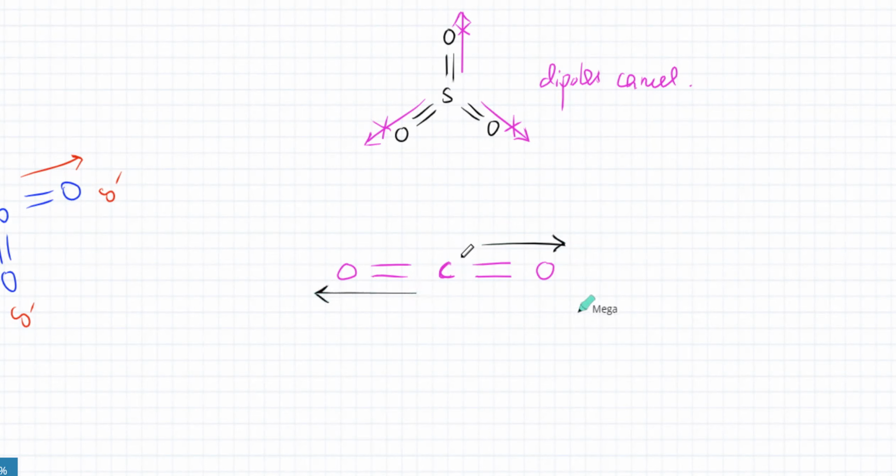Where would the electrons go? Nowhere. They will stay right in the middle. They're not going to go either to the right or to the left, because the 2 forces will get cancelled out. They will cancel themselves out. So again, it doesn't have dipoles. Dipoles cancel out in this case as well.